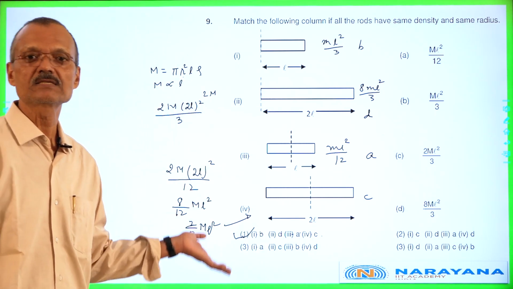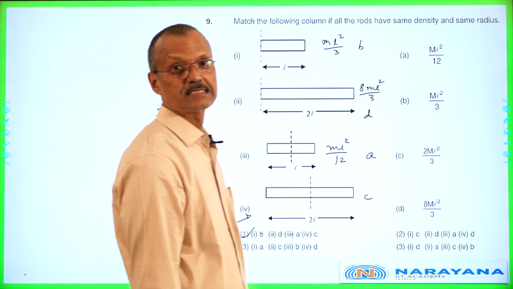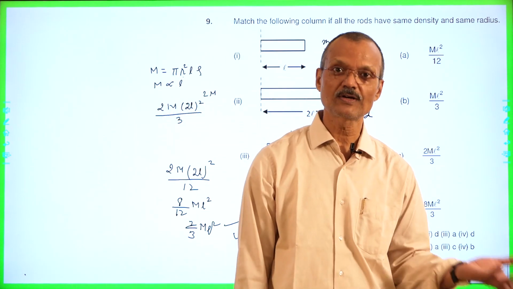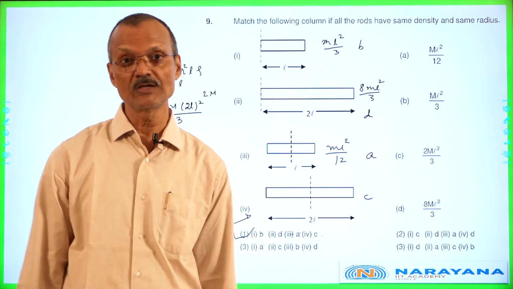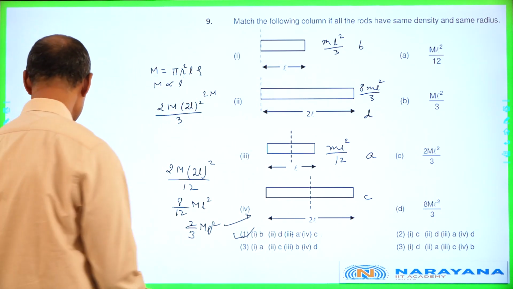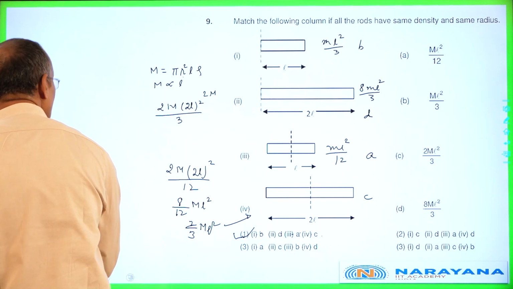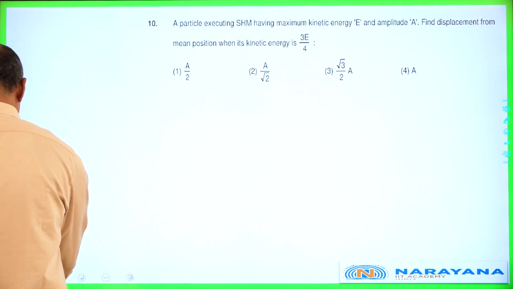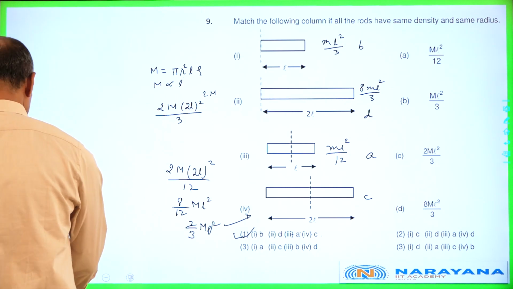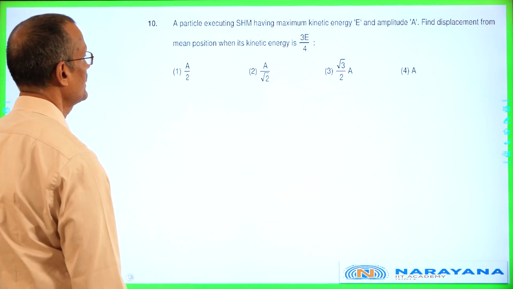One of the easiest questions. Whenever we are studying moment of inertia, first you take the rod only, ml square by 12 and ml square by 3, and you remember them. Let us now move to question number 10. 9 we have completed now. Now we are on 10.